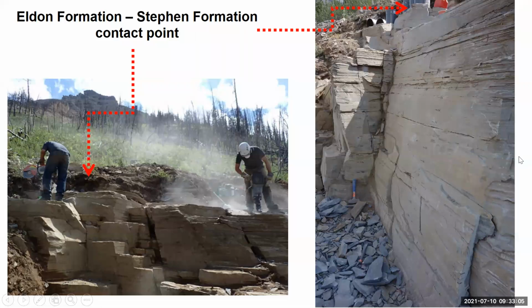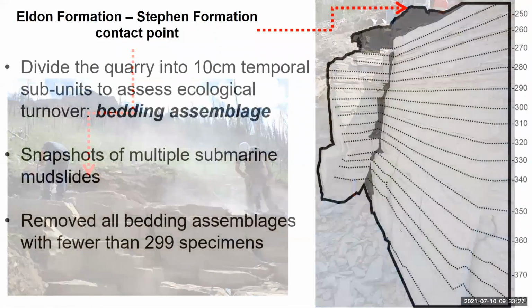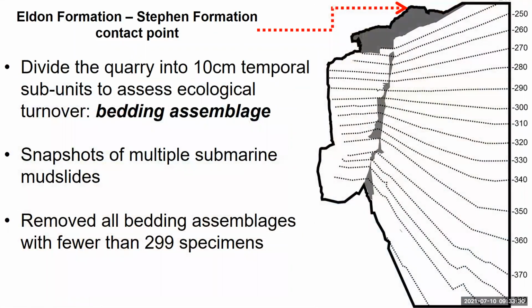And again, to a group like this, I don't need to extol the virtues of having good stratigraphic information. But what we were doing essentially was using the Eldon-Stephen Formation contact point as our reference so that we could record the 10 centimeter-ish scale occurrences of all the different fossils that we found here. So obviously, as we go further and further down, we're going further and further back in time. And we're actually recording the occurrences of all these fossils to the centimeter level, but we bin them into 10 centimeter intervals to account for some uncertainty, obviously, as we're recording the occurrences.